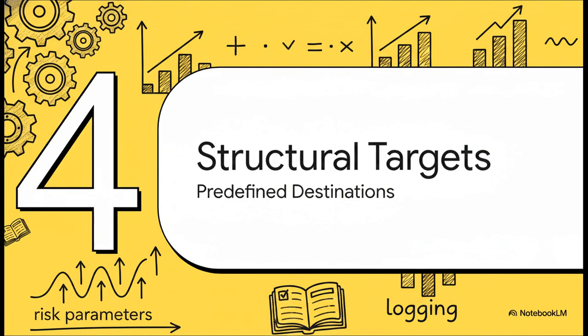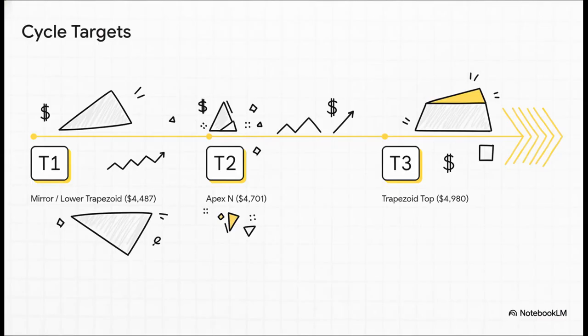Let's move into Section 4, Predefined Structural Destinations. Here we're logging the three predefined targets for this specific cycle. Target 1 is the mirror or lower trapezoid boundary at $4,487. Target 2 is apex N at $4,701, and target 3 is the trapezoid top at $4,980. Keep in mind, these are fixed structural coordinates.